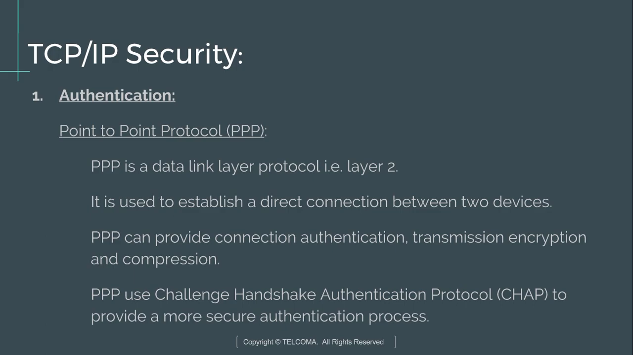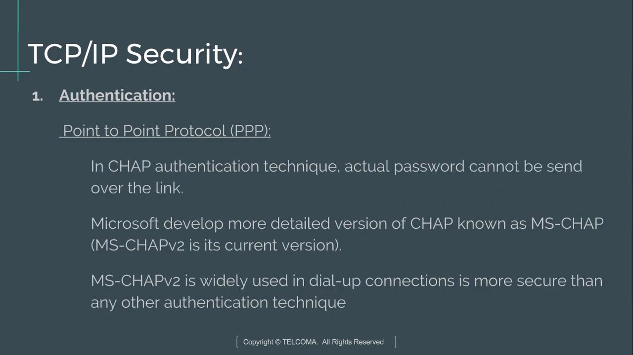It uses Challenge Handshake Authentication Protocol, CHAP, to provide a more secure authentication process. In the CHAP authentication technique, the actual password cannot be sent over the link. So Microsoft developed a more detailed version of CHAP as MS-CHAP. MS-CHAP version 2 is its current version. MS-CHAP version 2 is widely used in dial-up connections. It is more secure than any other authentication technique.